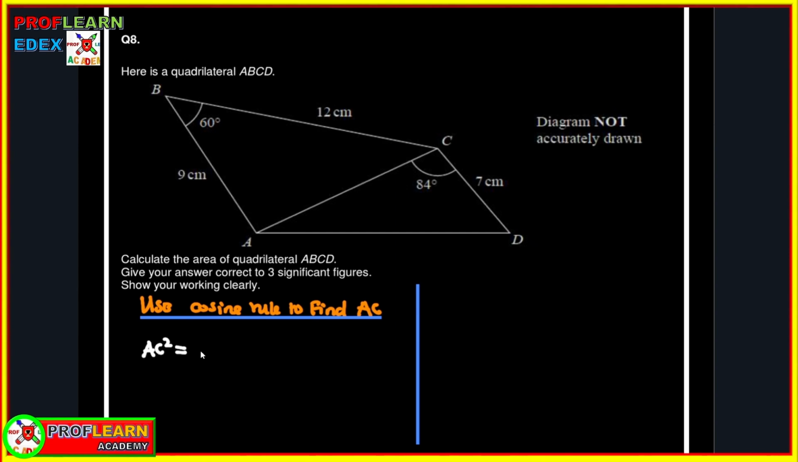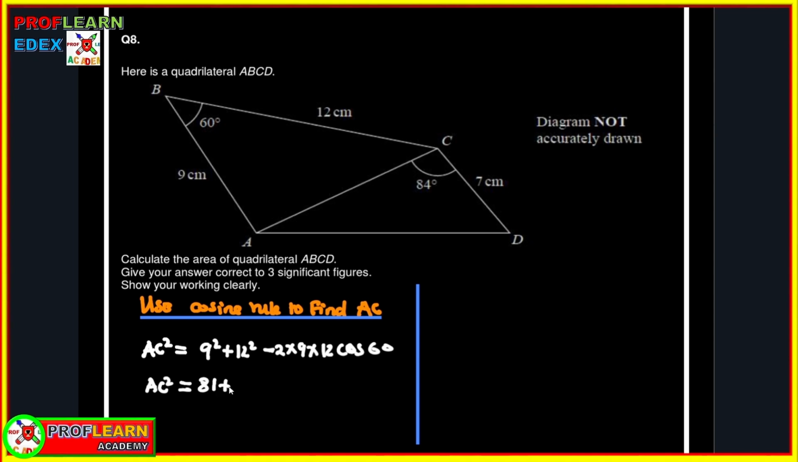Now this is a question to use cosine rule. We are supposed to calculate the area of the quadrilateral, but we cannot work out the area of this quadrilateral since we don't know what AC is. So for us to find AC, we're going to use cosine rule. And remember, cosine rule is going to be AC squared equals 9 squared plus 12 squared minus 2 times 9 times 12 cos of B, which is 60.